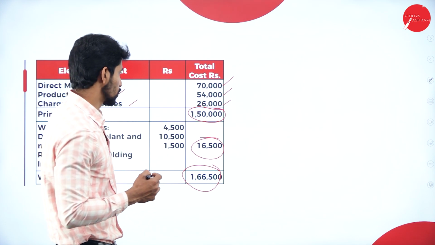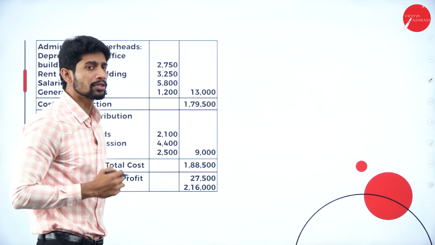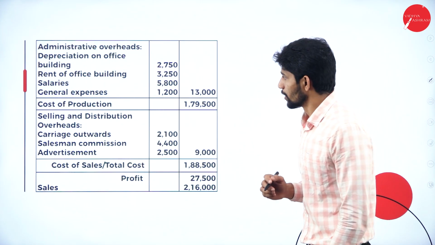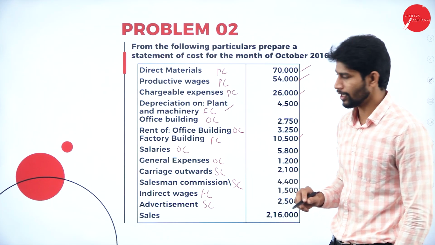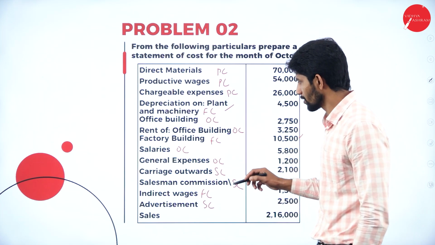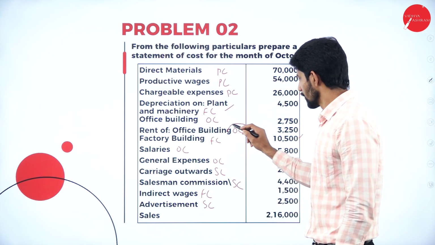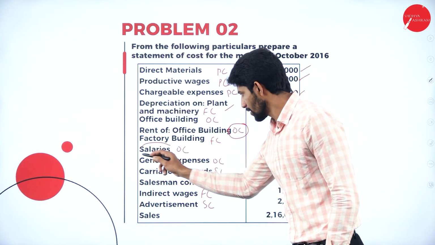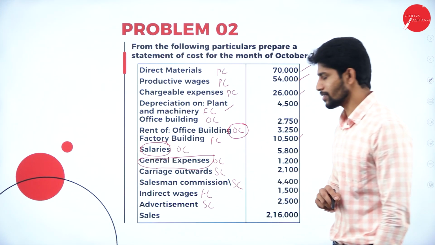1,66,500 is the total. Moving next, to works cost, add administrative overhead. In the problem, depreciation on office building comes under administrative overhead, that is office cost. Next, rent of office building comes under office cost. Salaries come under office cost. General expenses come under office cost.